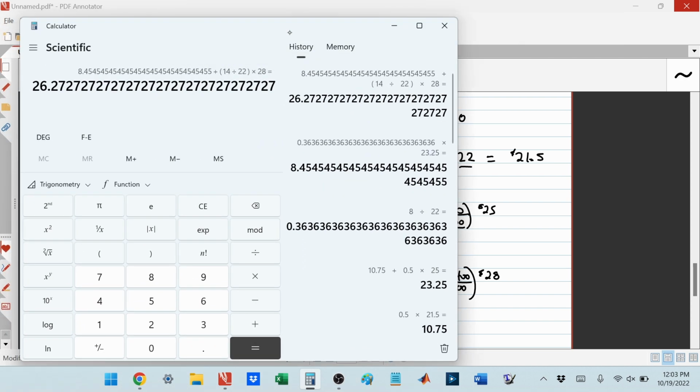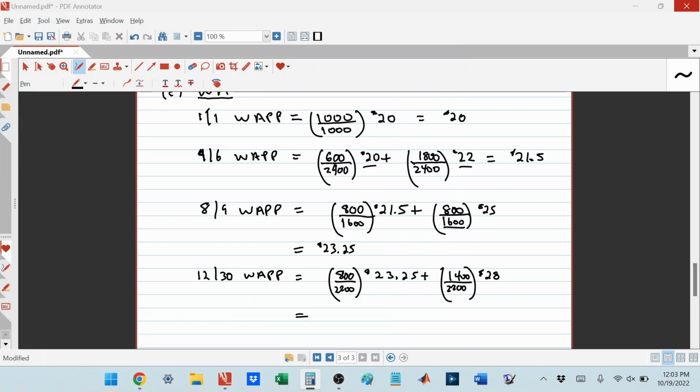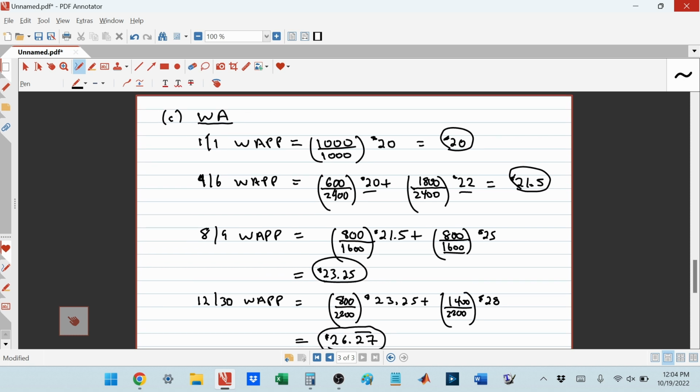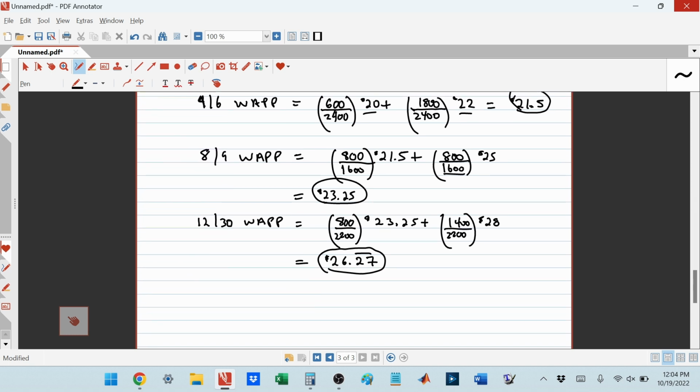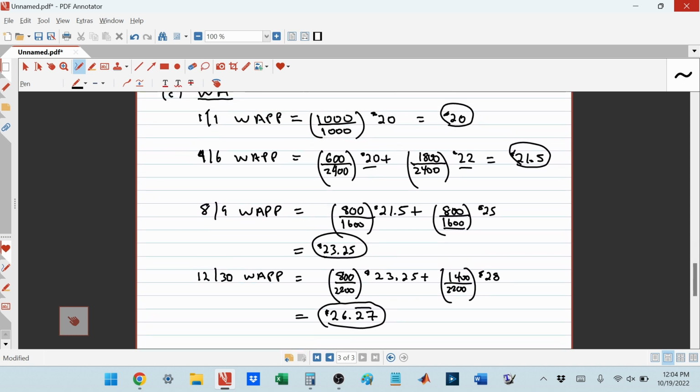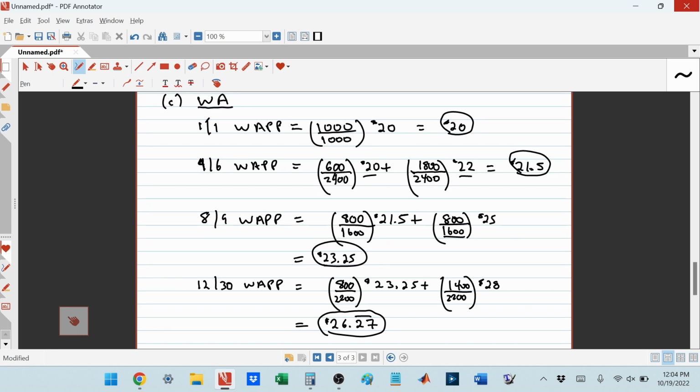Move this over so you can see. So 26.27 repeating. So our 4 weighted average purchase prices are this number, this number, this number, and this number. And once you get those numbers correct, then the rest of the problem will be correct. But if you get any one of those numbers wrong, for example, suppose you got this number wrong.